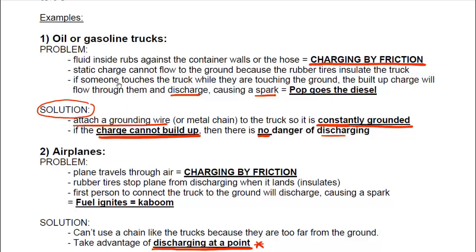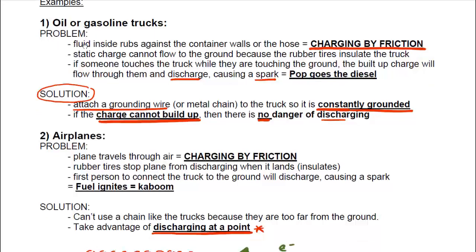So if somebody walks up and they're touching the ground and they touch the truck, a very large built-up charge is going to flow through them, causing a spark, and you really don't want a spark anywhere near oil or gasoline, anything flammable. And the next thing you know, you've got a fire on your hands, you've got an explosion on your hands. So what do they do? Because obviously we don't have oil and gas trucks blowing up all the time.